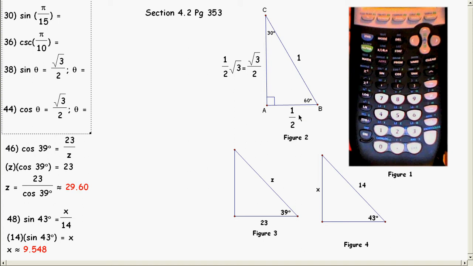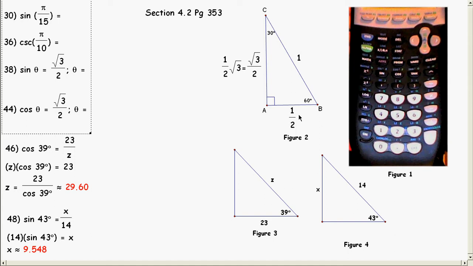Okay, we're looking at problems on section 4-2, page 353. And I'm looking at problems 30, 36, 38, 44, 46, and 48 right now. On problems 30 and 36, they ask you to evaluate using a calculator. Be sure the calculator is in the correct mode and give answers correct to 3 decimal places.